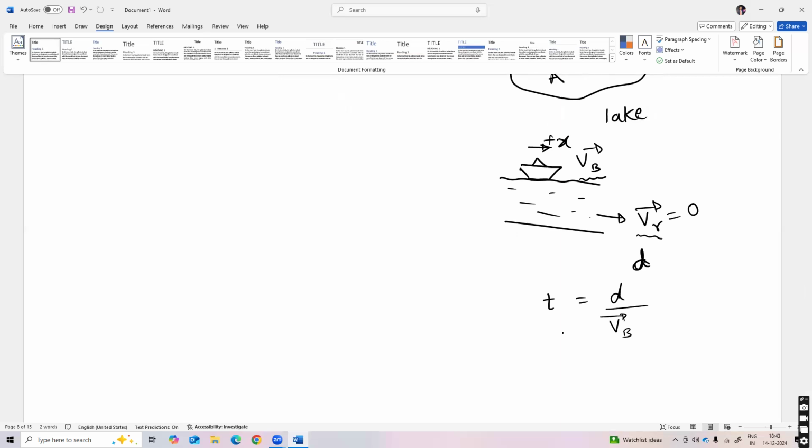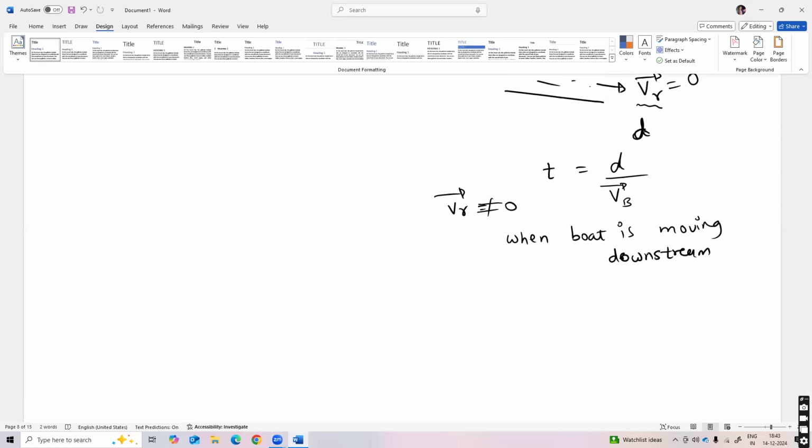So now if we consider the case where the river has some velocity, not zero but some positive value, and the boat is moving downstream, the time required will be distance upon velocity of boat plus velocity of river. So both of the terms will get added.